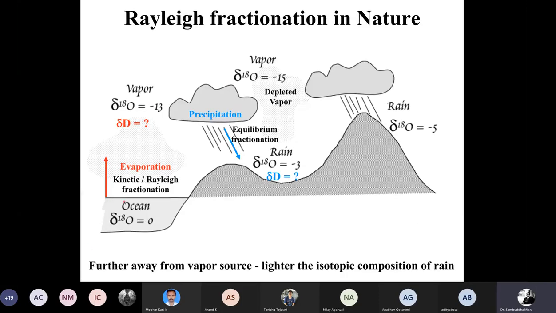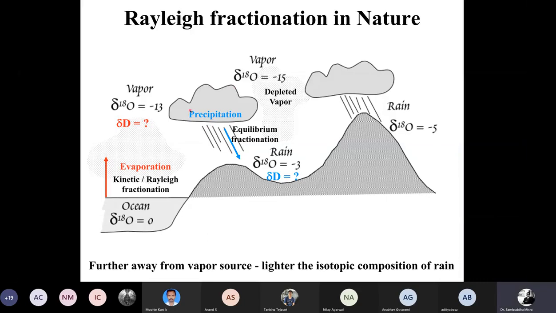A good example in nature is rainfall. What happens is that when you form clouds from the ocean, the lighter isotope preferentially escapes and forms the cloud. So the vapor that you form has an isotopic composition of around -13 per mil. If the delta 18O value is -13 per mil, what will be my delta D value? It will be 8 times -13 per mil. Now, when precipitation happens, it's the reverse reaction. The heavier isotope will preferentially go into the liquid phase from the vapor phase, which means the rainfall is isotopically heavier than the cloud.